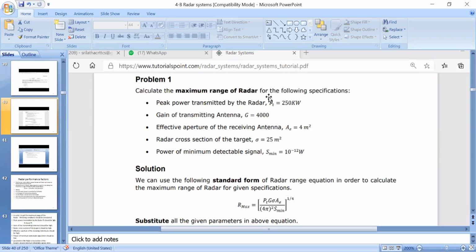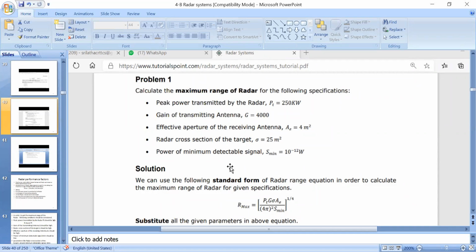Now see here, this is a problem based on radar range equation. Calculate the maximum range of a radar for the following specifications. The peak power transmitted by the radar PT is equal to 250 kilowatts and the gain of the transmitting antenna G is equal to 4000. Effective aperture of the receiving antenna, denoted with the letter A, is equal to 4 meters square, radar cross section of the target sigma is 25 meters square, and power of minimum detectable signal S minimum is equal to 10 power minus 12 watts.